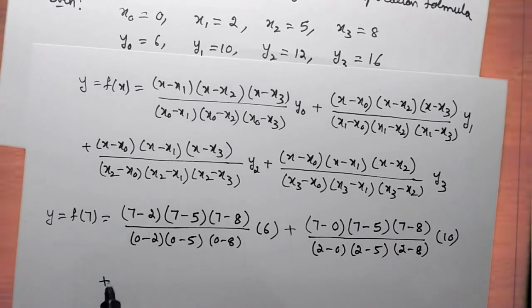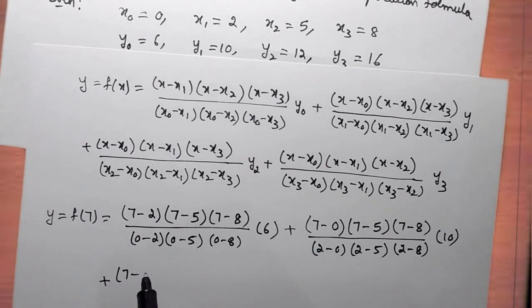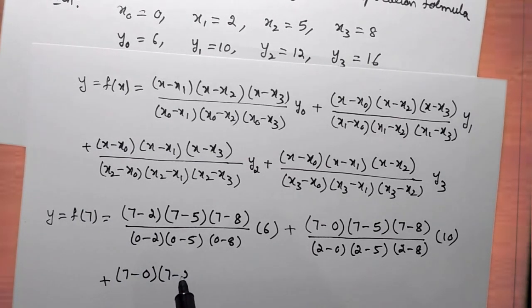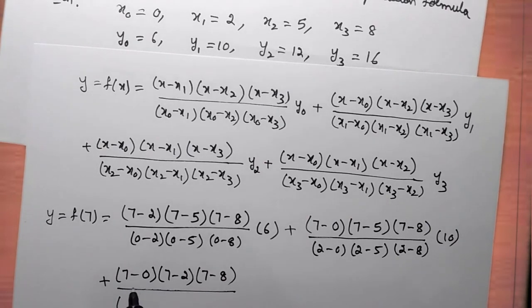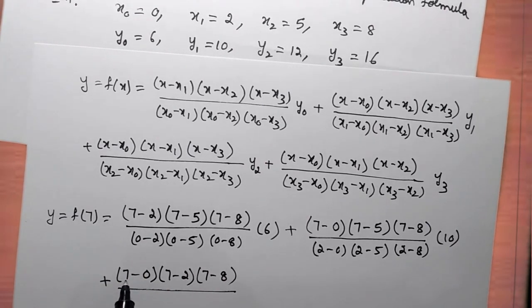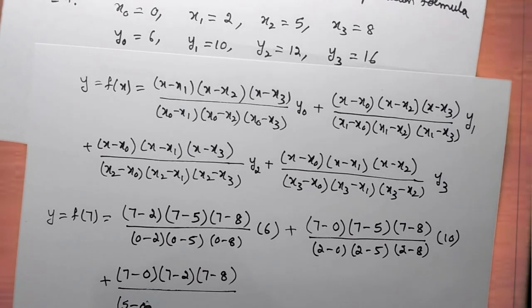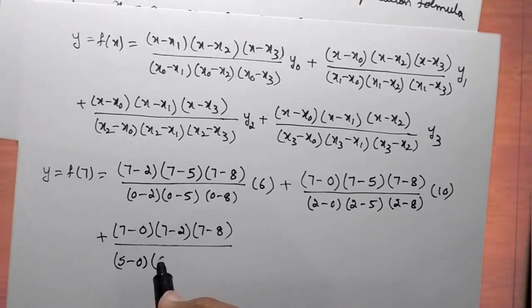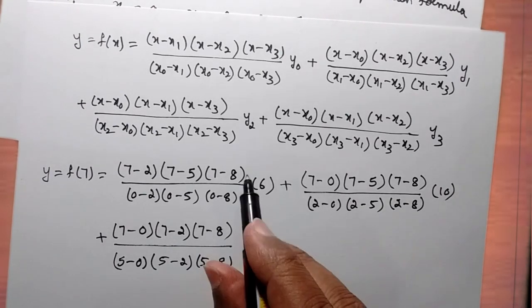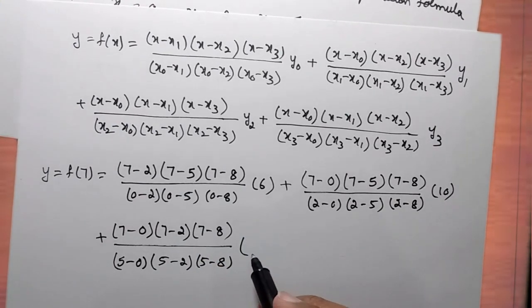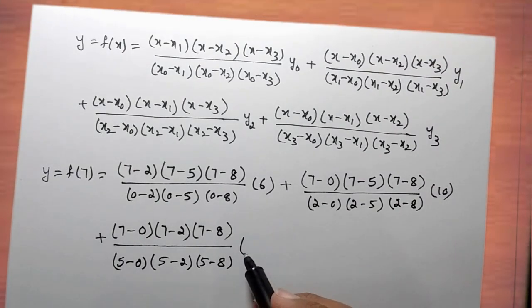Next term plus, it is 7 minus x0 value, which is 0, 7 minus x1 value, which is 2, 7 minus x3 value, which is 8, whole divided by, so here you are having x2, so in place of this x you replace x2. The x2 value is 5, so 5 minus 0, 5 minus 2, 5 minus 8. Corresponding value of y will be y2. What is the y2 value? It's 12.